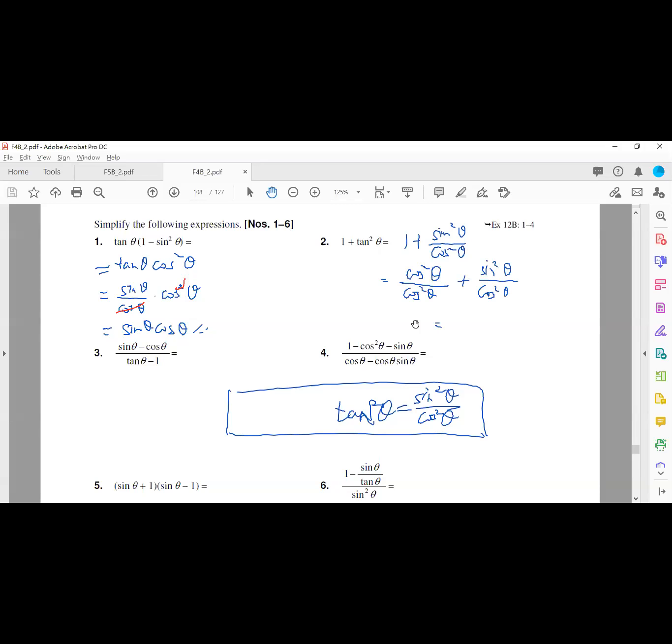And then when they have the same denominator, they can be merged together into one single fraction. The top part will just be added together: cosine square theta plus sine square theta. Then you are happy seeing this, because cosine square theta plus sine square theta is always equal to 1. So it is just 1 over cosine square theta. So that is the final answer.